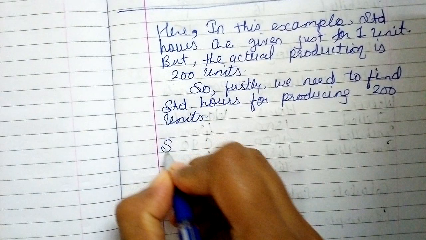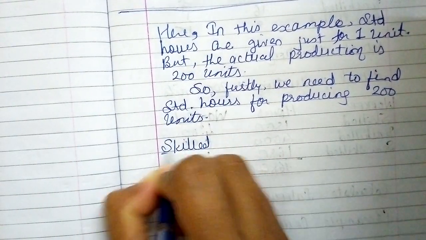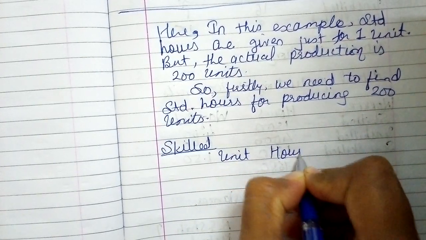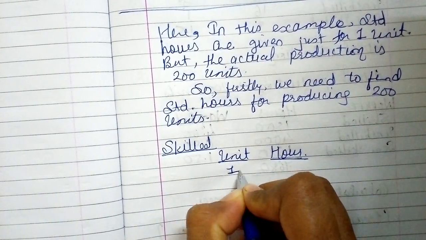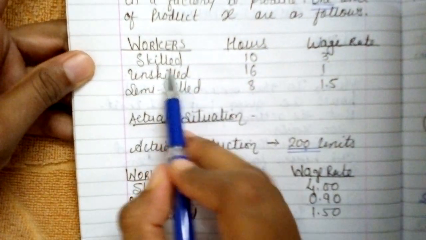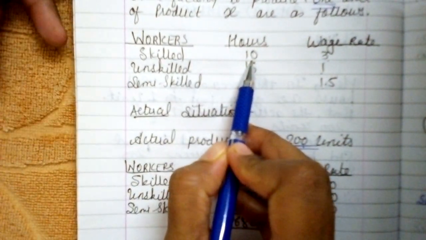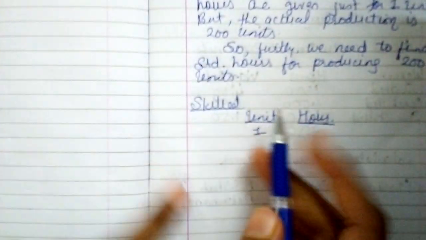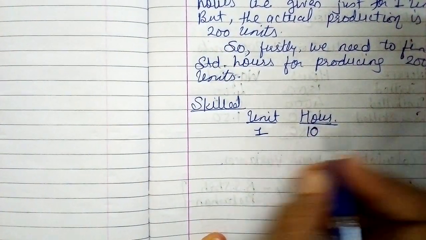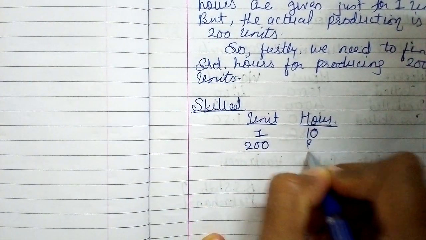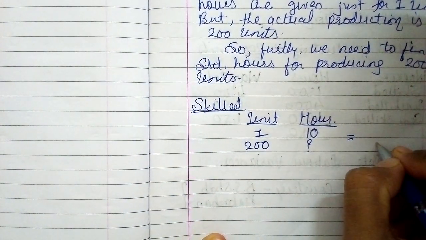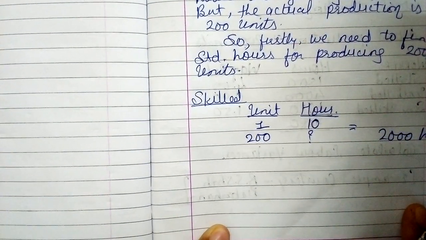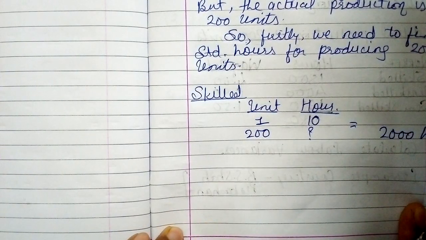See, if I am talking about skilled workers, unit and hour. For 1 unit, the skilled worker has worked for 10 hours, unskilled 16 and semi-skilled 8. So for 1 unit 10 hours. So for 200 units, how many hours? That would be 2000 hours, right?